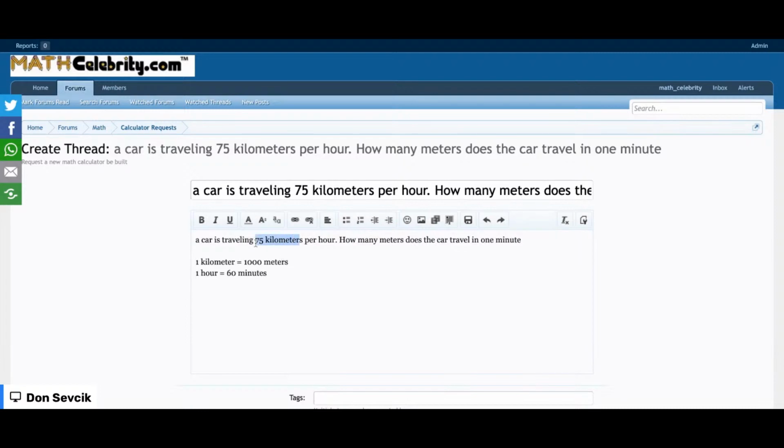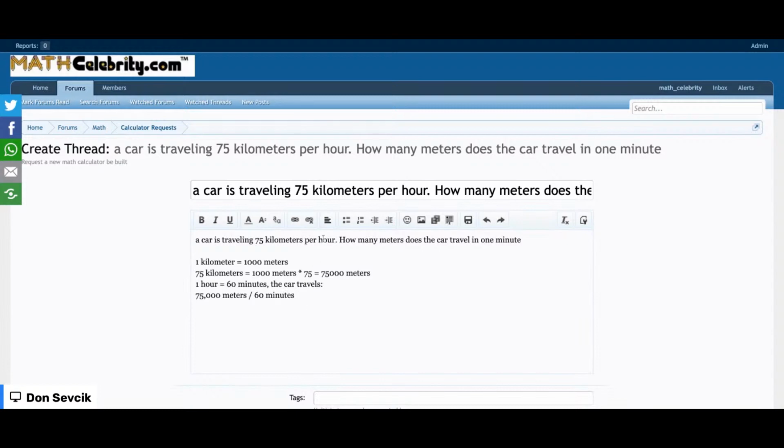So 75 kilometers equals 1,000 times 75, which equals 75,000 meters. And the reason why is they ask how many meters does the car travel in a minute. Since 1 hour is 60 minutes, the car travels 75,000 meters in 60 minutes.